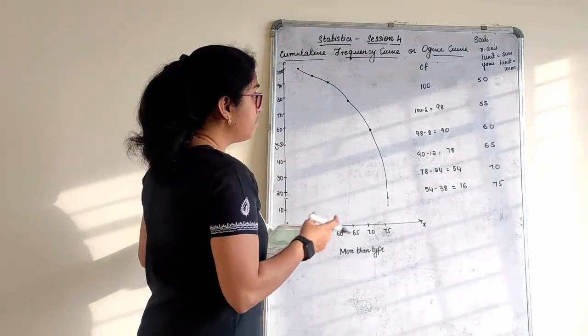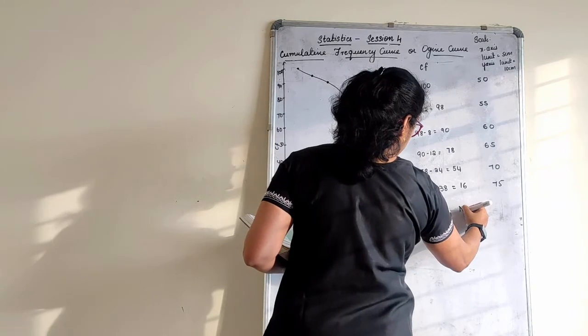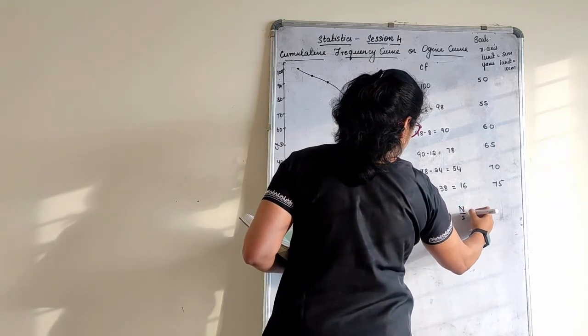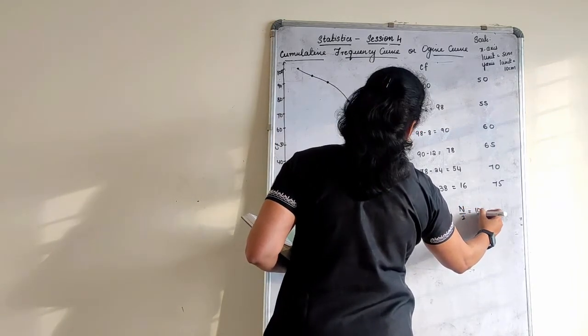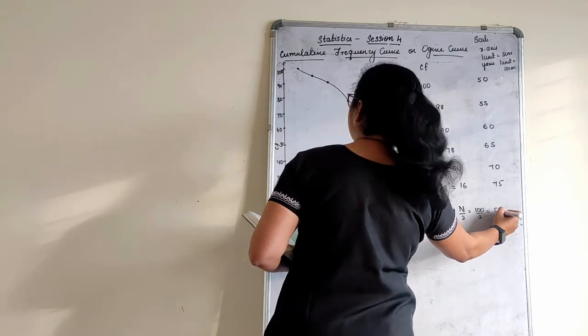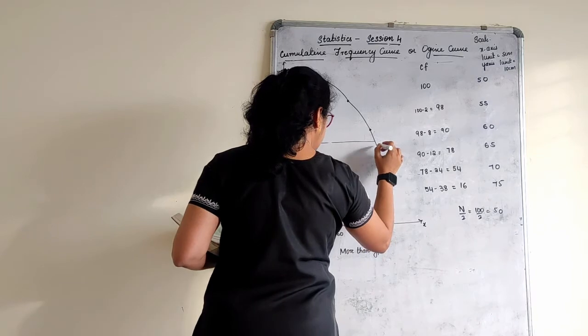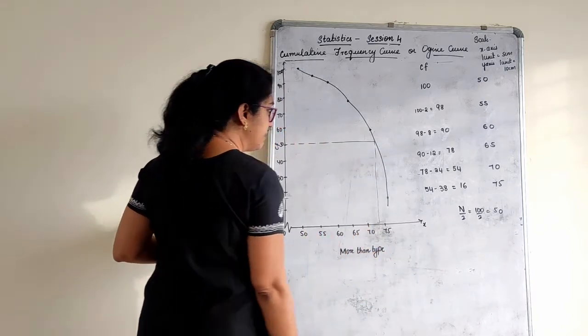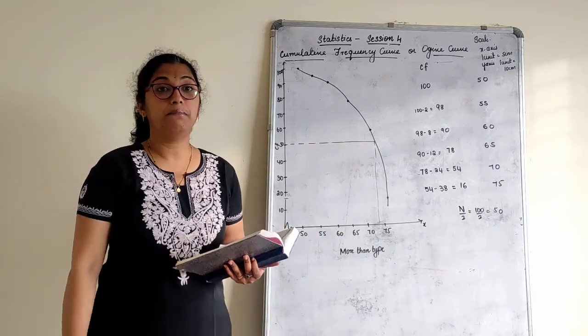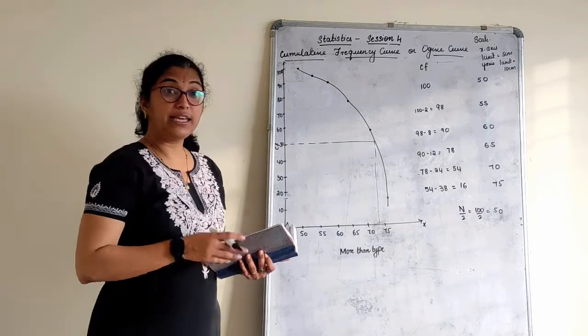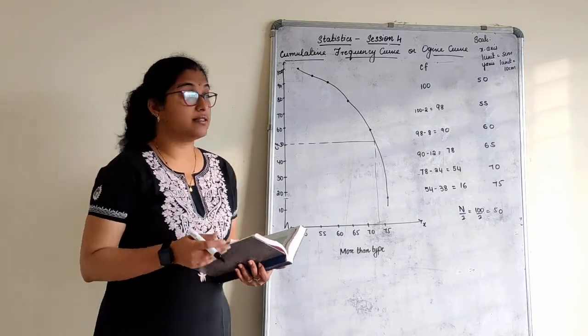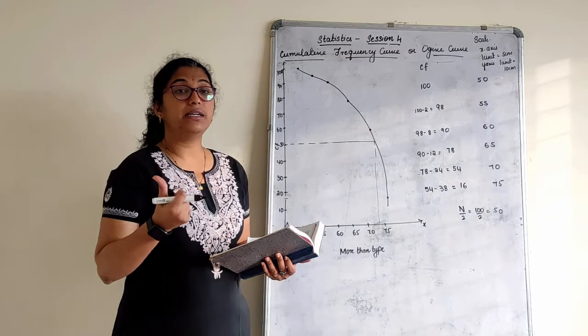You can also plot the median if you want here. We'll just do it for all the sums anyways we have done. N by 2, that is 100 by 2, which is 50. So at 50 you can just draw a perpendicular, see where it actually comes down, calculate, that is the median. Okay. Then we complete the chapter statistics, where we understood to calculate mean, median, mode.